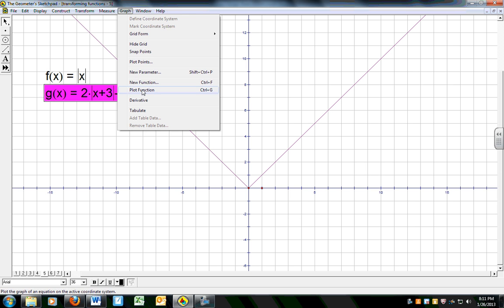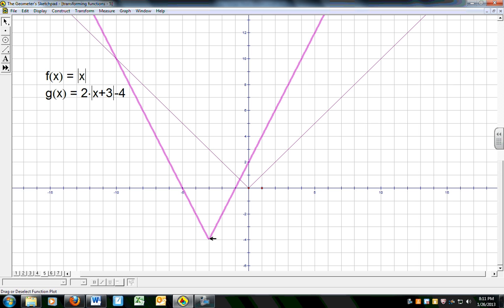So I'm going to go ahead and plot this function, and indeed that's what I've found. It is a little more narrow. You see it has a slope of 2 here, and then this would technically be a negative 2 slope, but it's got a ratio of 2 change in y for every change in x.